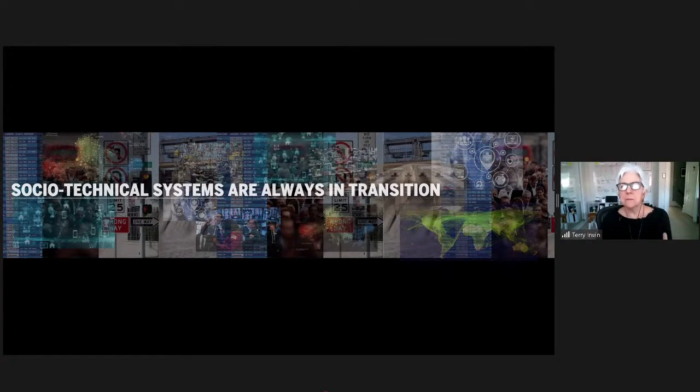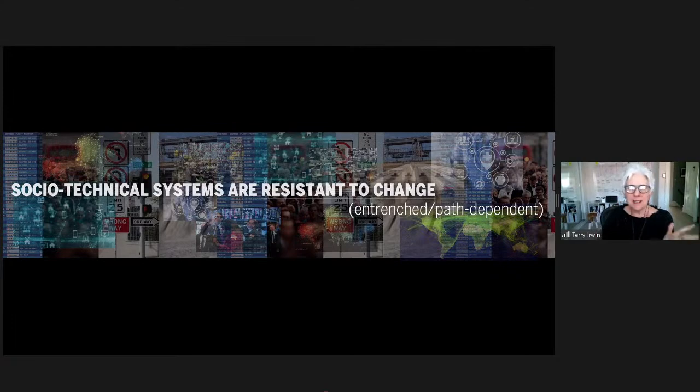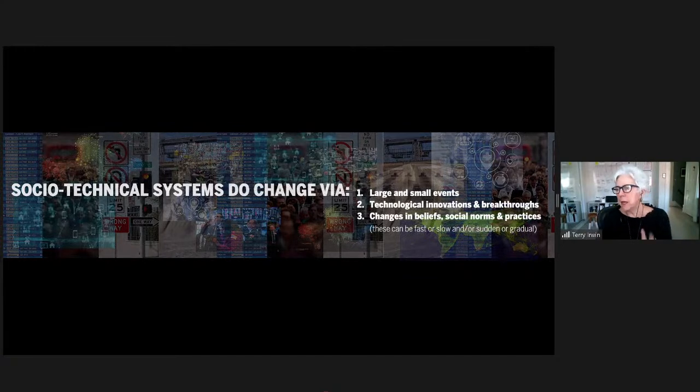And these systems are always in transition. But despite their constant movement, socio-technical systems are highly resistant to change. They get set in their ways, just like we do. But change they can, as a result of three things: large and small events, technological innovations and breakthroughs, and changes in beliefs, social norms, and practices. So in both material and non-material ways. And any of these changes can happen suddenly or gradually.